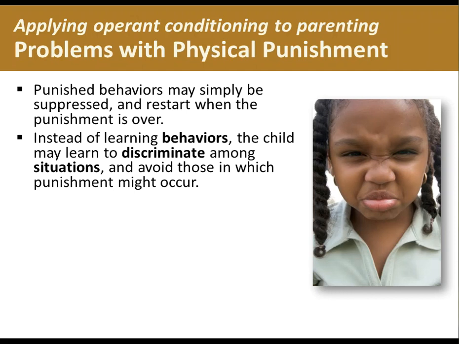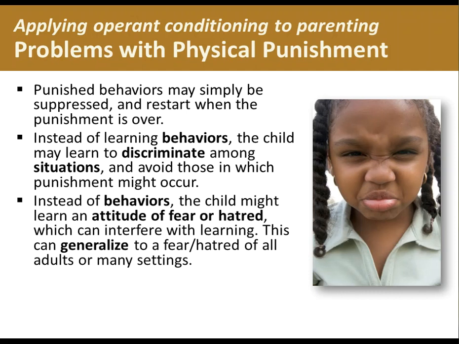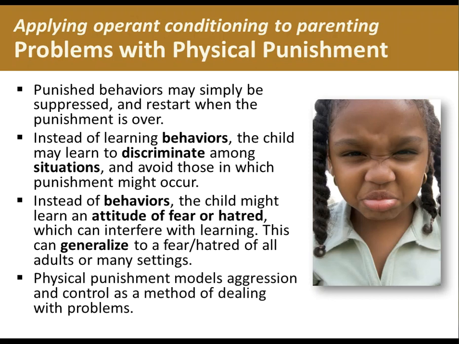In other words, instead of behaviors, the child might learn an attitude of fear or hatred, which can interfere with learning. This can generalize to a fear or hatred of all adults or many settings. Physical punishment models aggression and control as a method of dealing with problems.